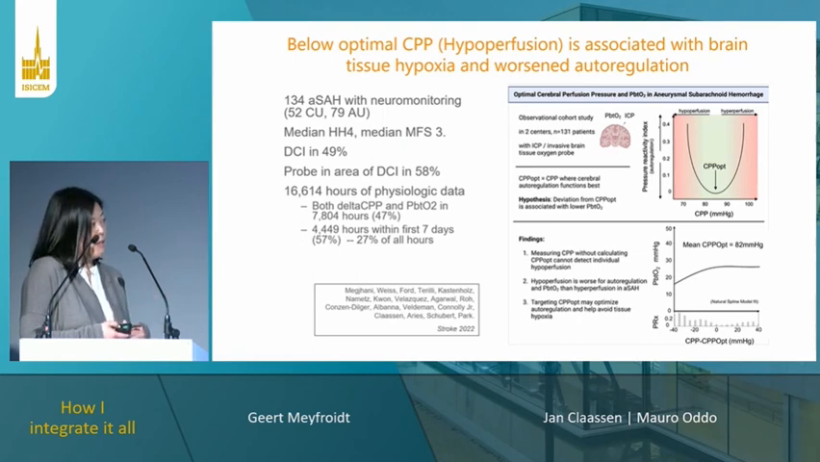That's actually very expected. We're not surprised by that. Interestingly, on the upper end, there's no information gain from the brain tissue oxygenation. And most interestingly, when you're below your optimal CPP, your autoregulation is actually worse. And yet when you're above your optimal CPP, your autoregulation is not affected. That was a surprising finding.